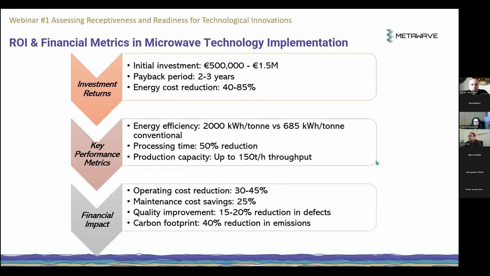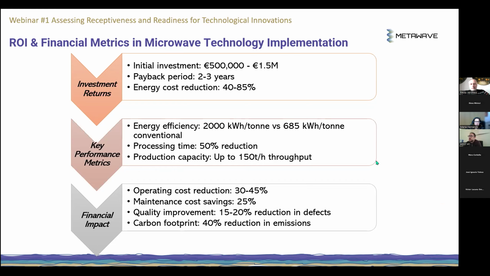Some examples regarding how things turned out for companies that invested in these technologies. There was, for example, and I'm referring to that initial investment, 500,000 euros up to 1.5 million. The payback period was 2 to 3 years, and the energy cost reduction was up to 85%.